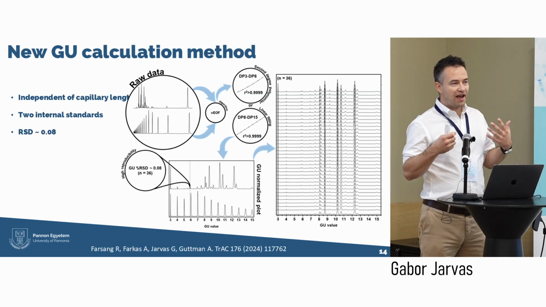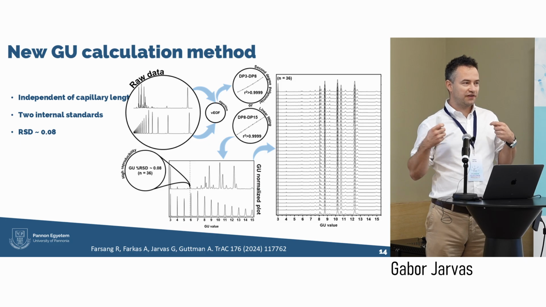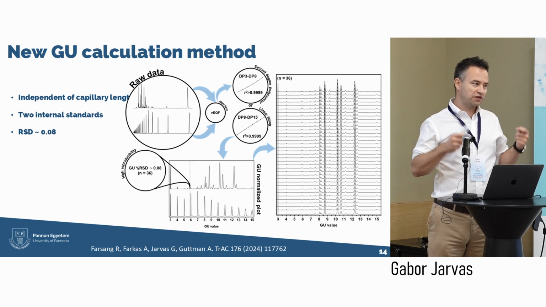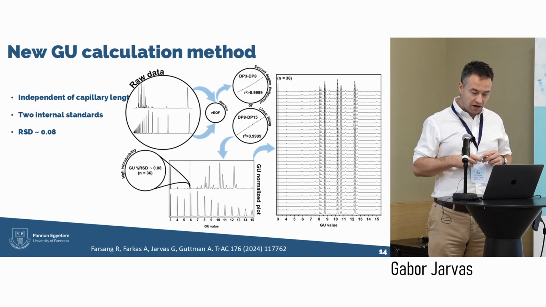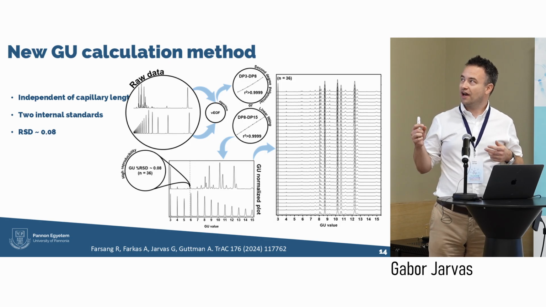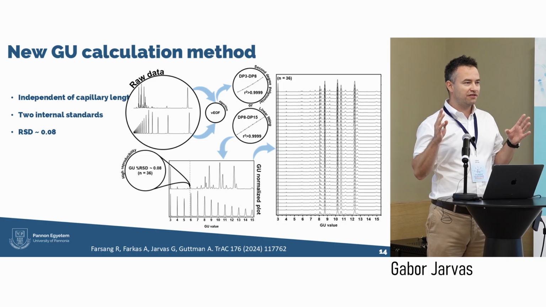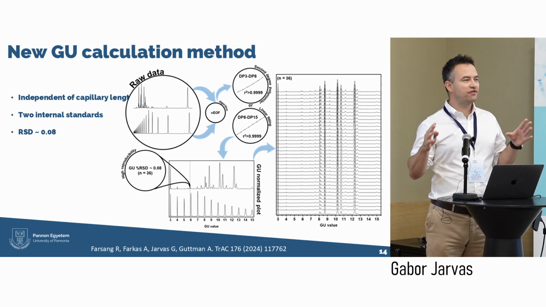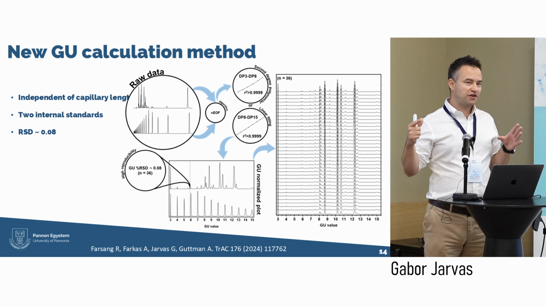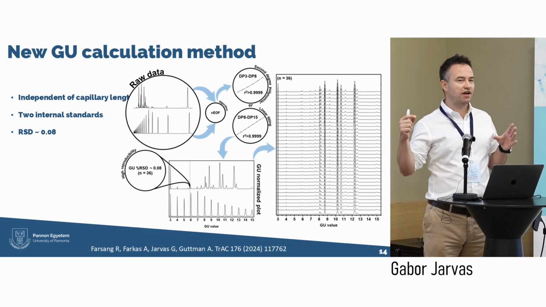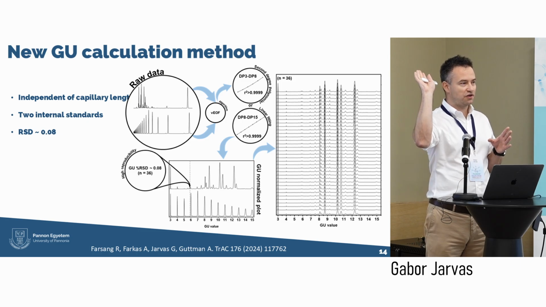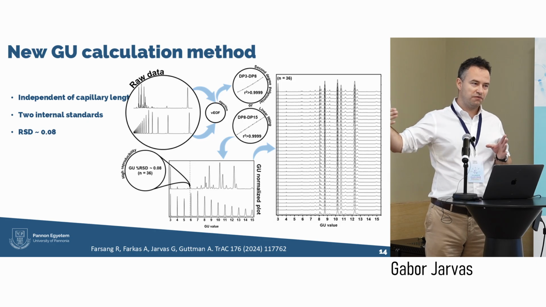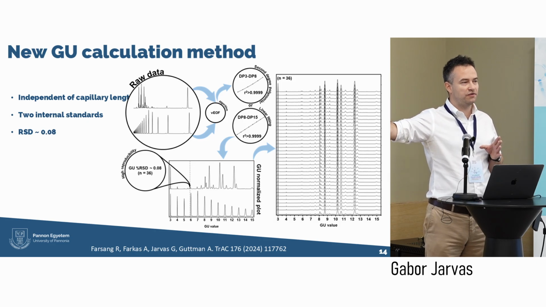And as we have EOF used in this separation scheme, the traditional GU value calculation approach could not be applied for this method, because we have to deal somehow with the magnitude of the EOF. And the EOF, of course, can change very easily because it's very sensitive to the temperature and the condition of the capillary interior, because not just the analyte but also the compounds of the buffer could attach to the internal surface of the capillary, which results in a change of the EOF.